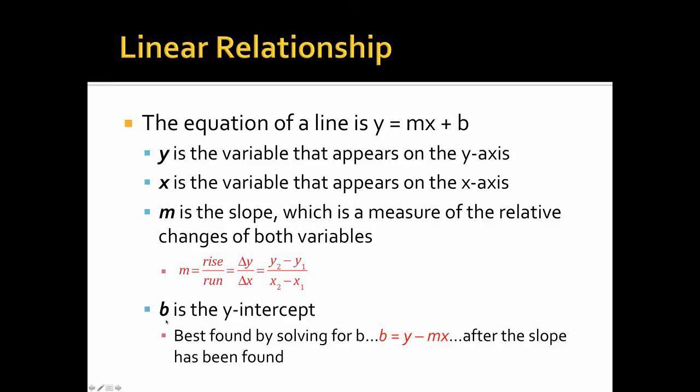And finally, b is the y-intercept. It's the one that most people don't recall what it really means. It's the value of y when x is equal to 0. Where will the straight line intercept y when x is equal to 0? We can solve for it once we've obtained our slope just by rearranging our equation for the line and then plugging in a value for y and x, and knowing our m, we can just calculate it. It's pretty simple.